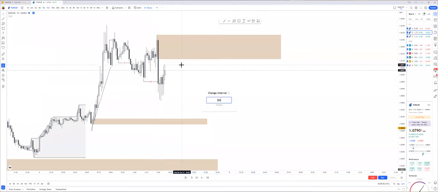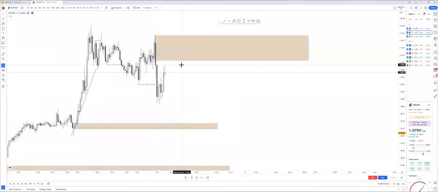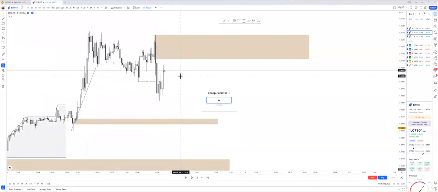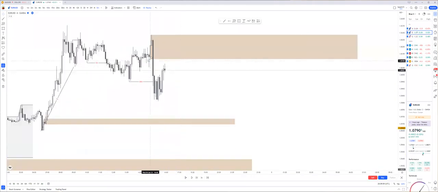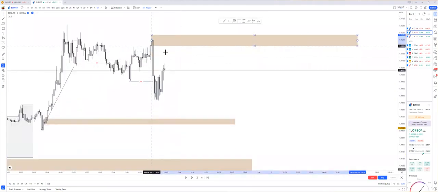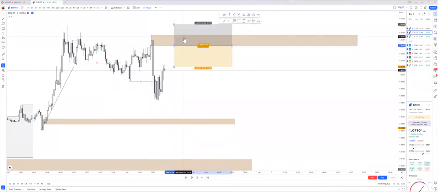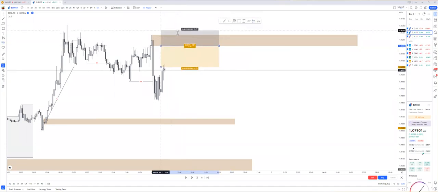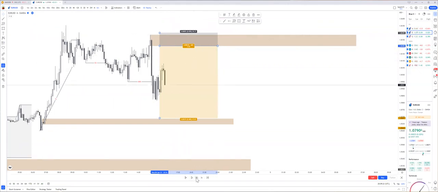If I click on the 8-minute, let's see, 6. Yeah, okay, so 6 is much cleaner. So cool. So I want price to come into here so I can sell back down. So I'm gonna take a sell from here, and hopefully we can get a sell into this area. Okay, and it's not going to be a big trade, it's just going to be a quick 1 to 5. So let's see what happens.